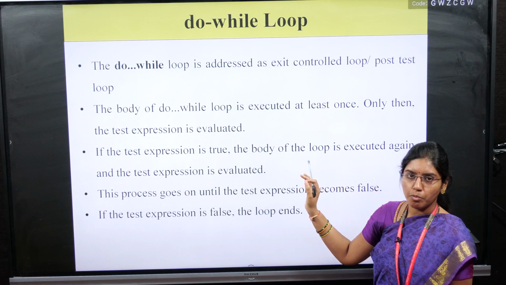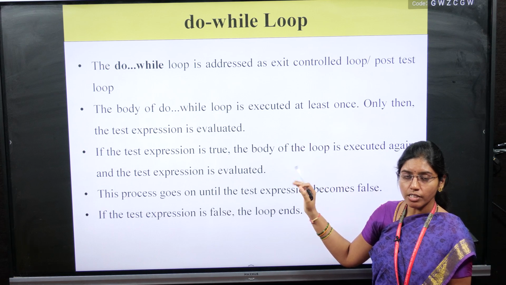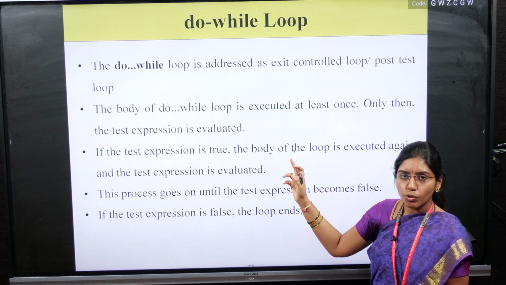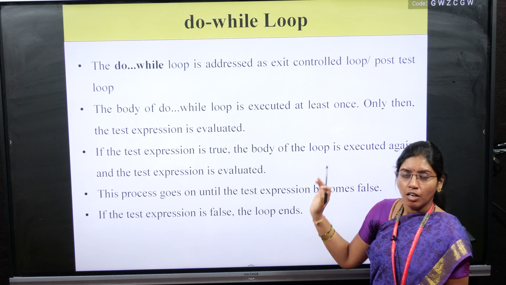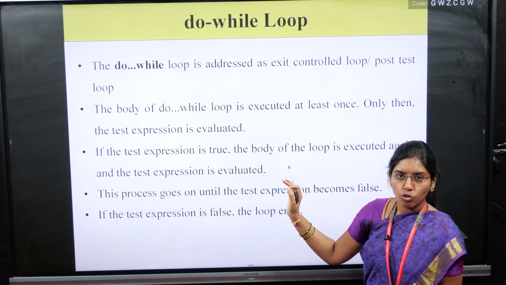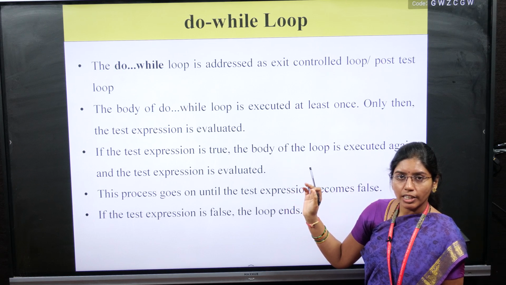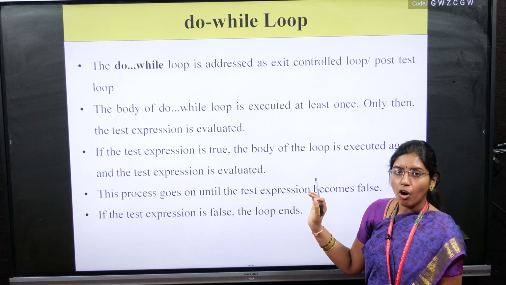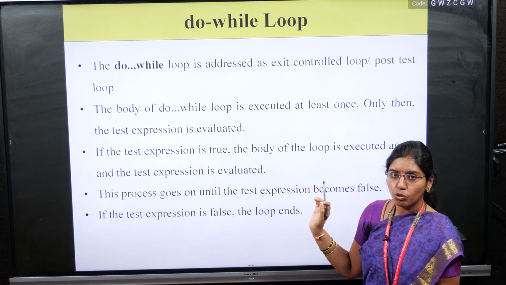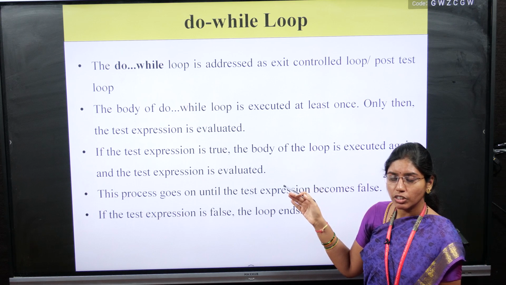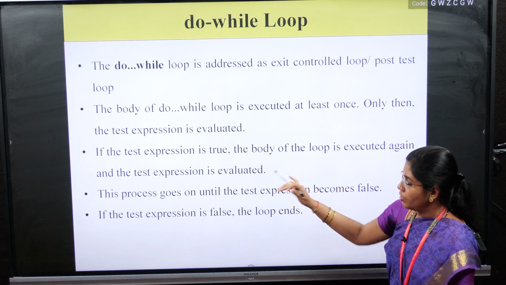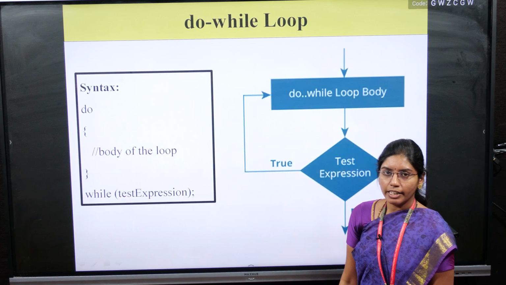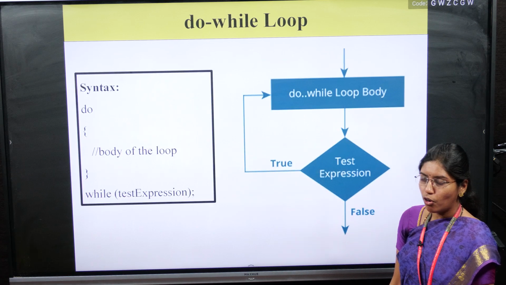First the statements will be executed at least once. Later the condition at the exit level is checked. So it is also known as a post-test loop. While loop is known as a pre-test loop because you check the condition at the beginning itself. But do while is known as a post-test loop, or an exit control loop, because you check the condition at the exit level. So here we repeat the process again and again until the condition becomes false.